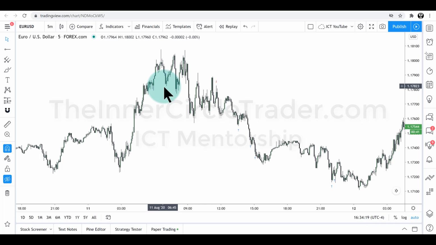So I prefer the breaker, which is the low that has a high to the left of it and a higher high to the right of it. So when it broke down here, this is not a market structure break.